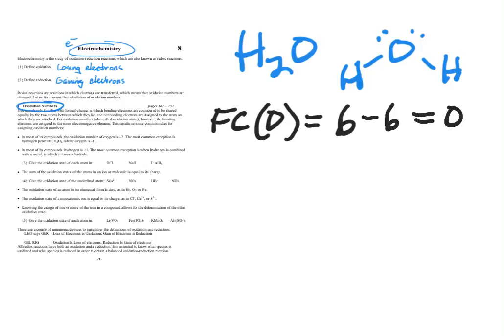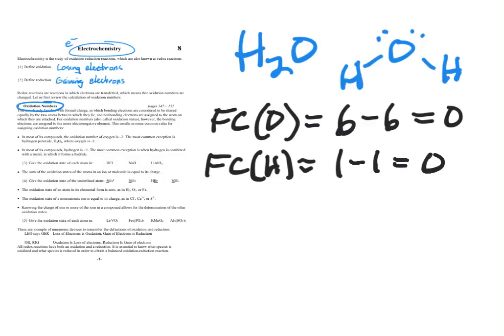Then we could do the formal charge of the hydrogen. Hydrogen is, of course, in group 1. The electrons in the OH bond get divided evenly, so one of these electrons goes to the hydrogen, and we have the net result of subtracting 1 and ending up with 0. So water has a 0 formal charge on the oxygen and a 0 formal charge on the hydrogen.